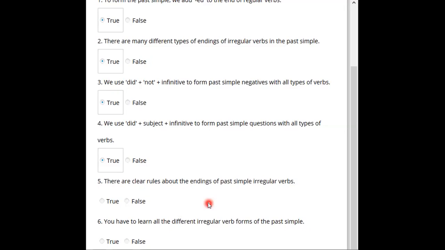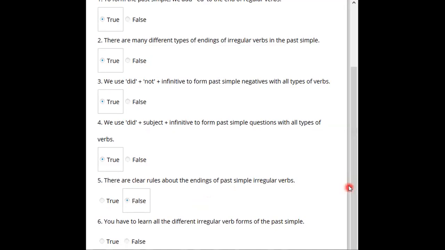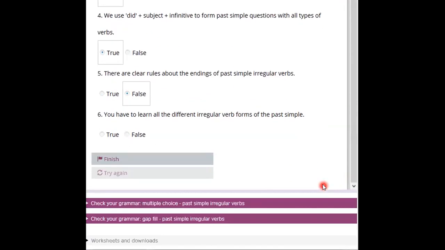Are there rules for irregular verbs? Just try to remember, we said they are irregular, which means they don't follow the norm, they don't follow the rules, so it is false. Number 6, you have to learn all the different irregular verbs of the past simple.